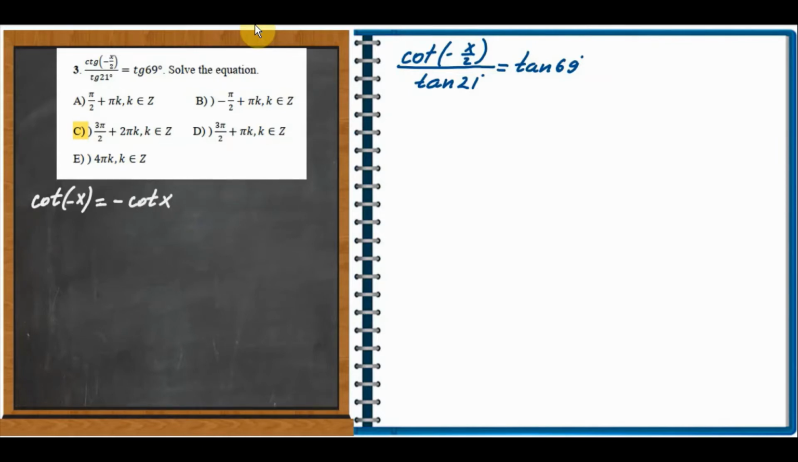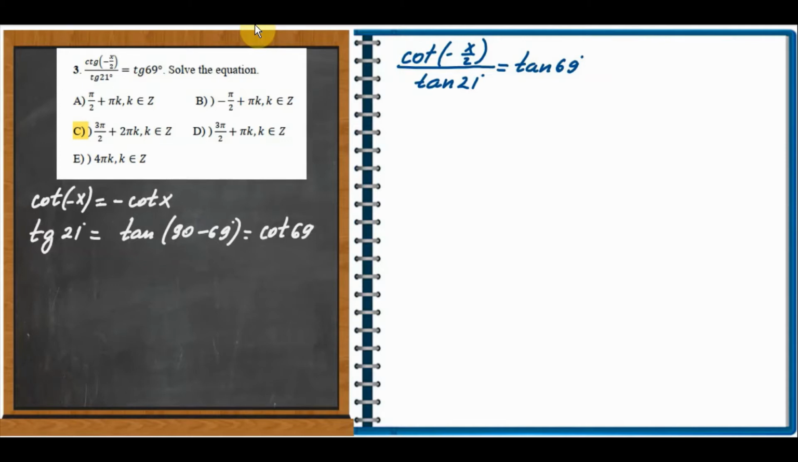Secondly, we need to know that tangent 21 is tangent of 90 minus 69. It's the same thing, but why do we do this? Because we need to convert tangent into cotangent. So when we have 90 here, we will change the name. It will be cotangent 69.